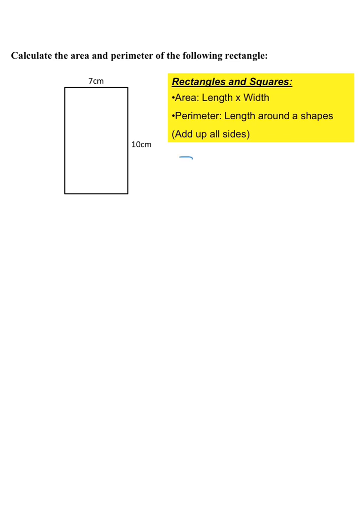So for this one, I'm going to do 7 times 10, and that will be 70 centimeters squared. So for area, it'll always be your unit squared.